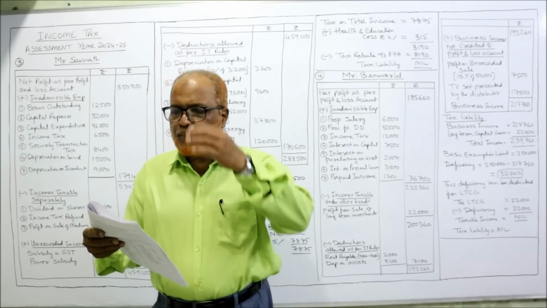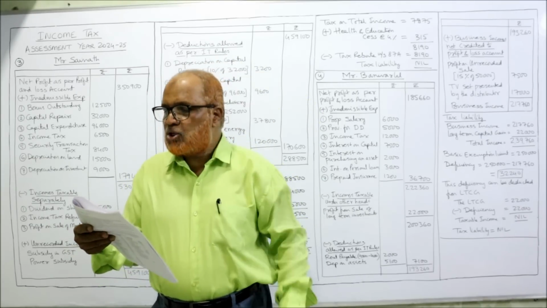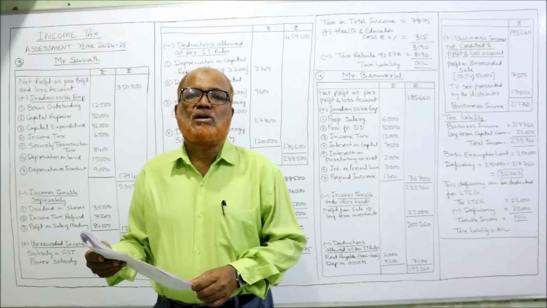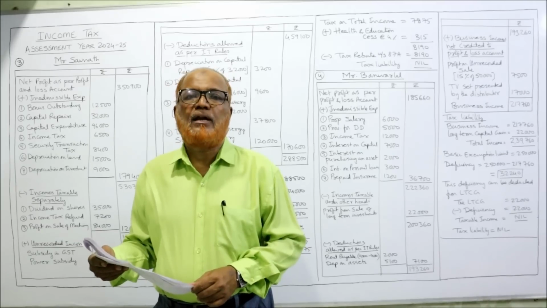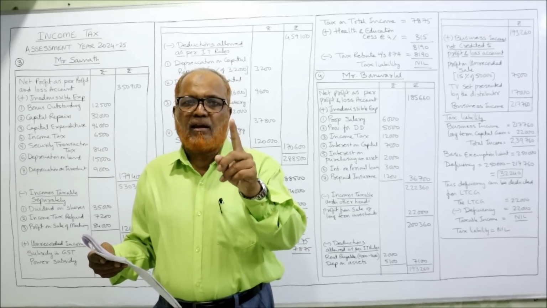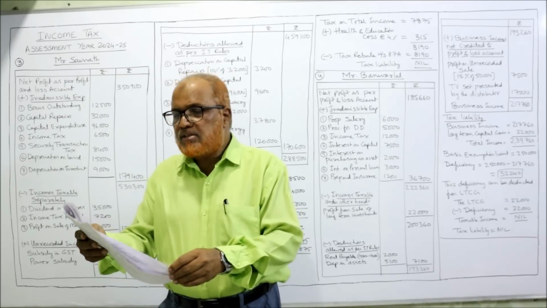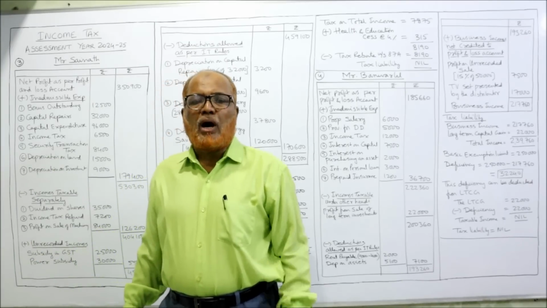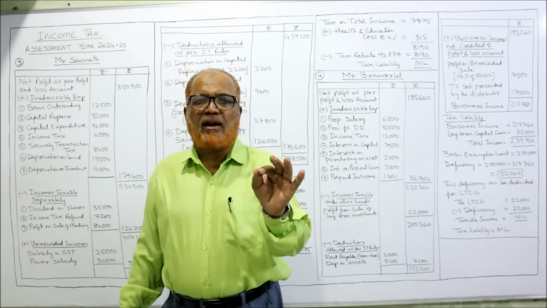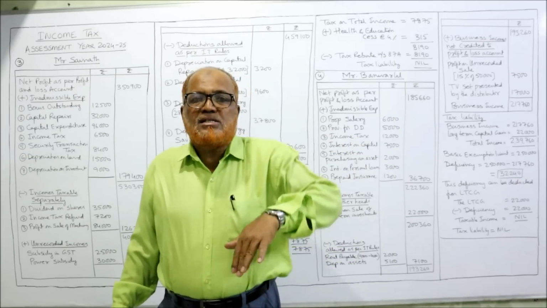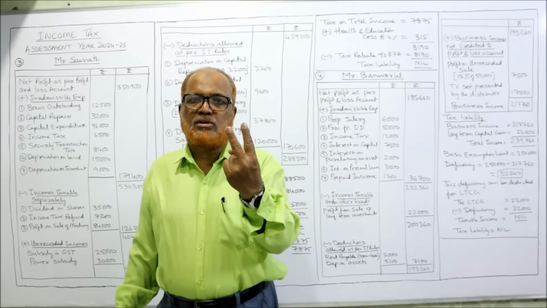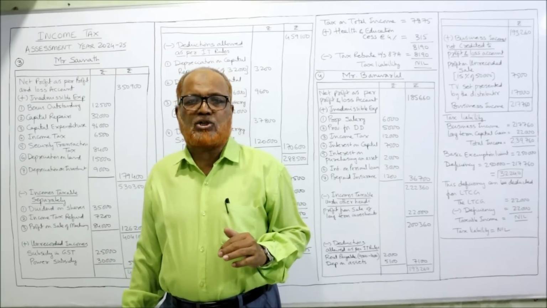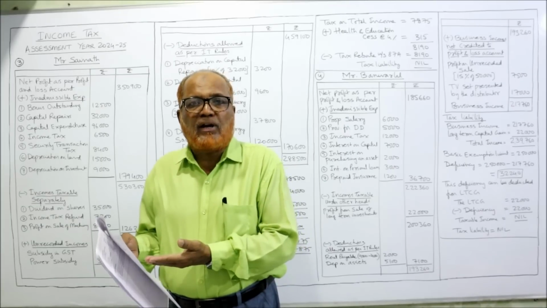Rent payable 750 per month and prepaid insurance 1,200. Actually, monthly rent is 750. So 750 into 12, you will get 9,000. So one year rent is 9,000. But how much rent is debited to profit and loss account? 7,000 only. So out of 9,000, only 7,000 rent is debited to profit and loss account. Still rent outstanding is 2,000.